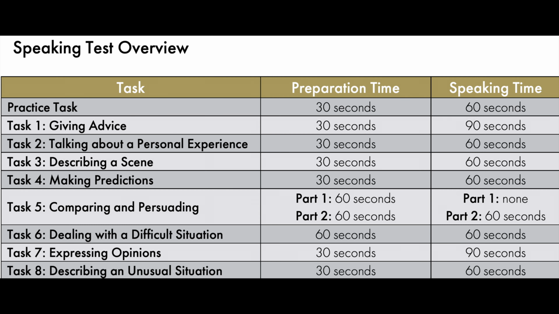On the screen, you can see the list of the tasks for CELPIP speaking. Task 5 is comparing and persuading. It consists of 2 parts. You'll get 60 seconds for preparation and 60 seconds for speaking. Task 6 is dealing with a difficult situation. You'll get 60 seconds for preparation and 60 seconds for speaking. Task 7 is expressing opinions. You'll get 30 seconds for prep and 90 seconds for speaking. And task 8 is describing an unusual situation. Here you'll get 30 seconds for prep and 60 seconds for speaking.